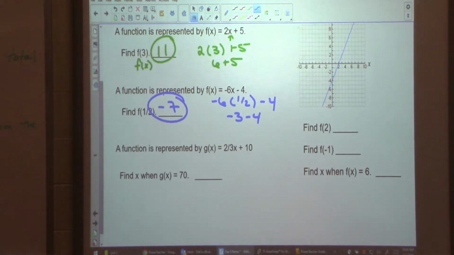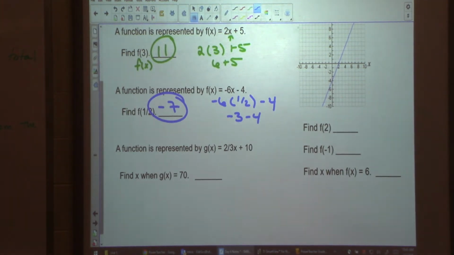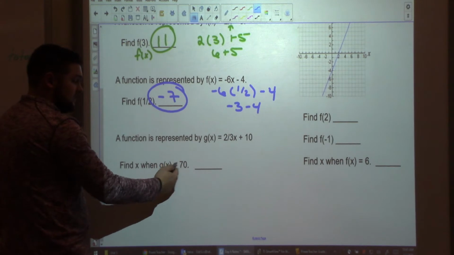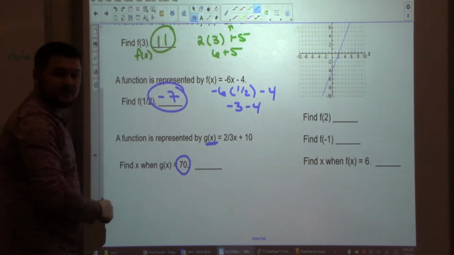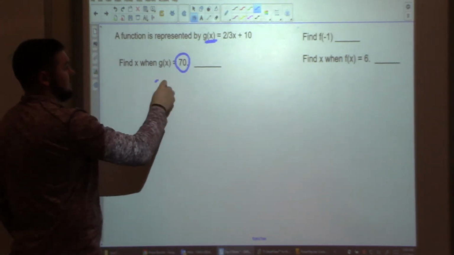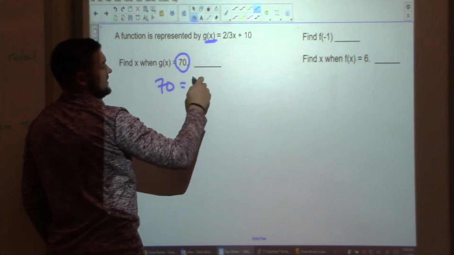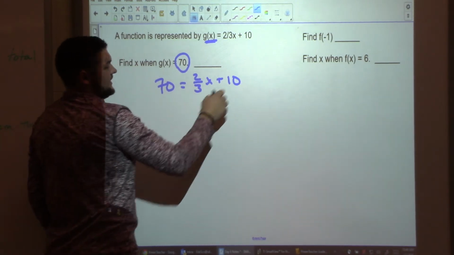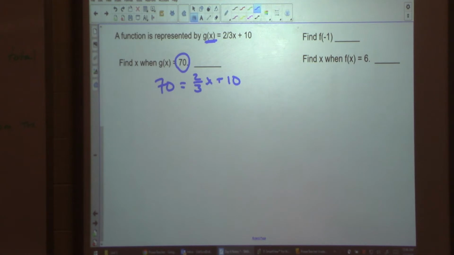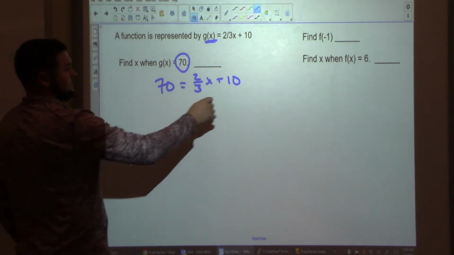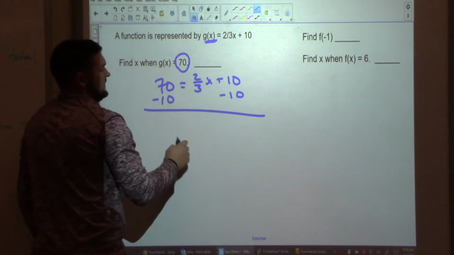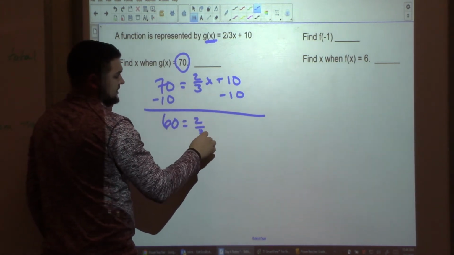Well, what about if we have g of x equals 2/3 x plus 10. But now we want to find x when g of x equals 70. Set your equation equal to 70, right? If g of x equals 70, I can replace this g of x with 70. So I'm going to get 70 equals, on this side of my equation, 2/3 x plus 10. Well, it wants to know what x is, so I'm going to solve for x. Subtract the 10. 60 equals 2/3 x.